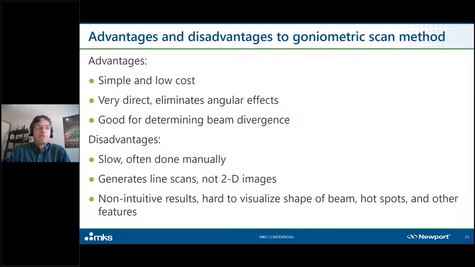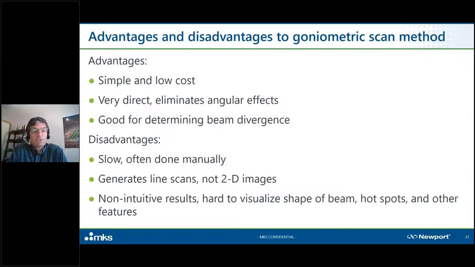So the advantages: it's simple and low cost. It's a photodiode and various goniometric mounts that rotate the detector along an arc. It's very direct. It eliminates angular effects. It's a good technique for determining beam divergence very directly. You've basically eliminated all the issues that can affect the other beam profiling apparatus angularly.